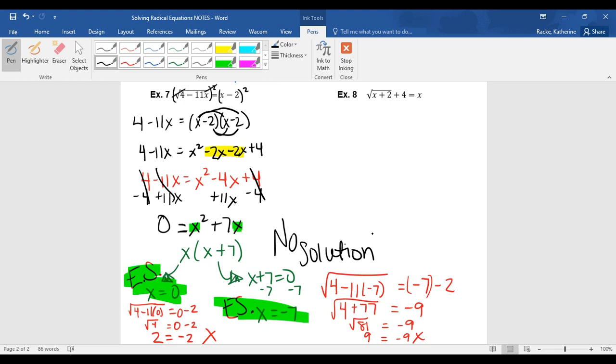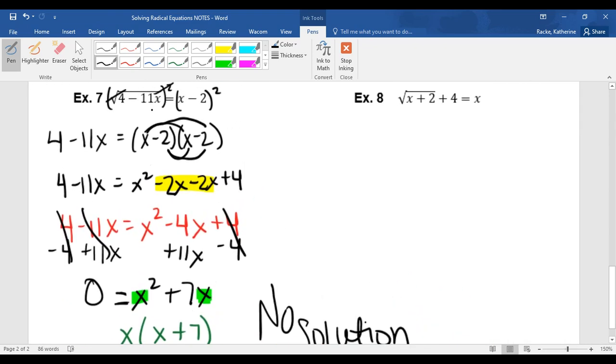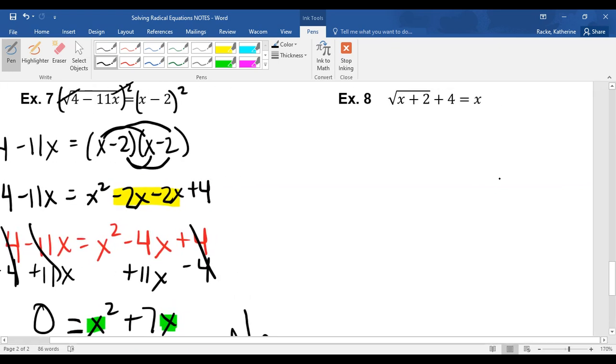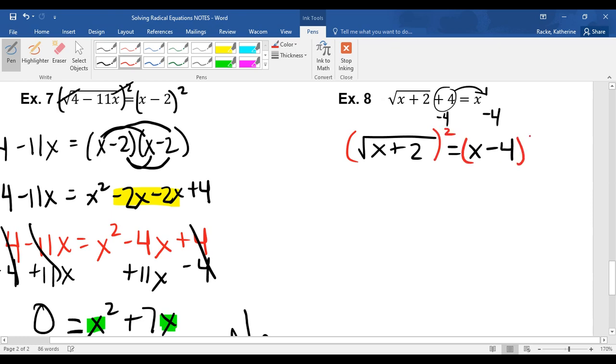All right, looking at example 8, I have the square root of x plus 2, plus 4 equals x. So I need to get the square root of x plus 2 by itself by moving my plus 4 to the other side. So I'm doing that by subtracting it. So I get the square root of x plus 2 equals x minus 4. I will need to square both sides to get rid of my square root.